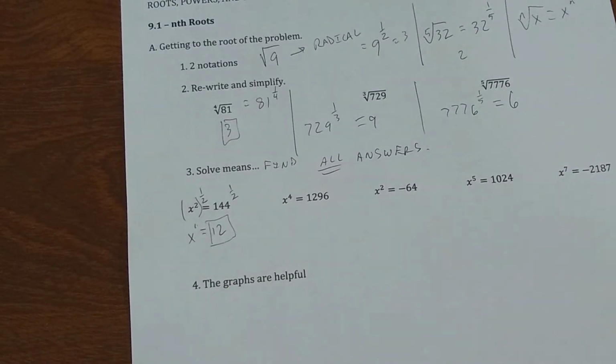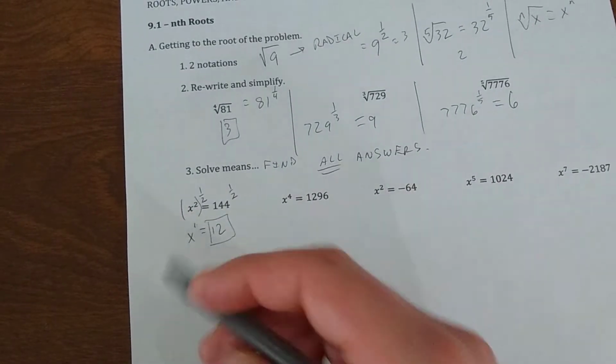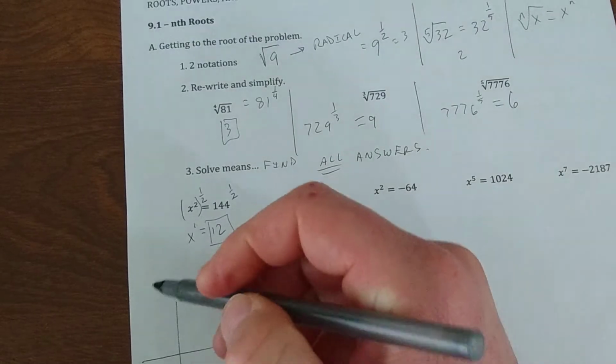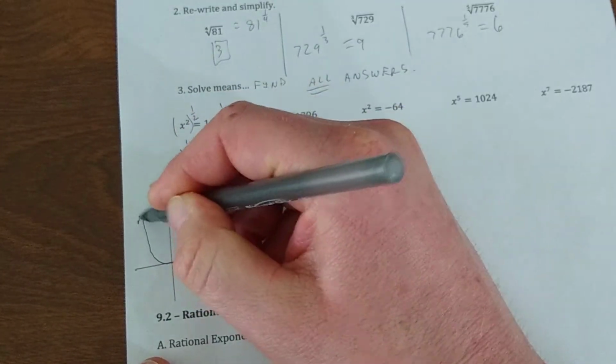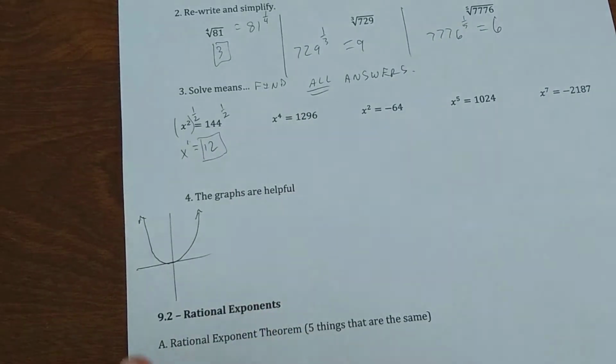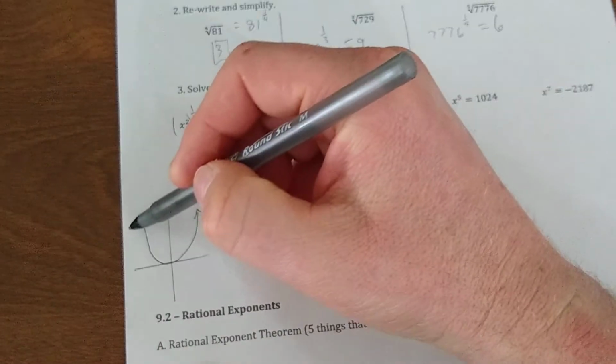Well, your graph is actually helpful. If I look at x squared, the graph of x squared down here is a parabola. So you have a parabola. And what would happen if I just graph the number 144? No x's, no nothing, just 144. Well, if you graph it, you'd have a perfectly flat line through 144.